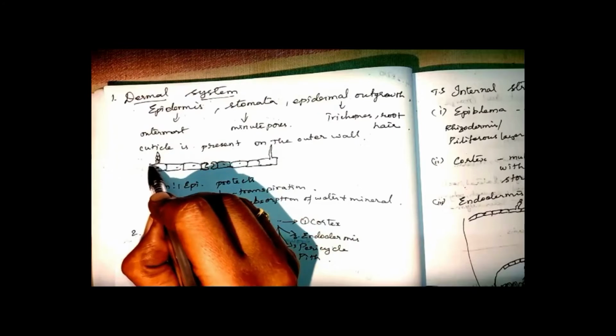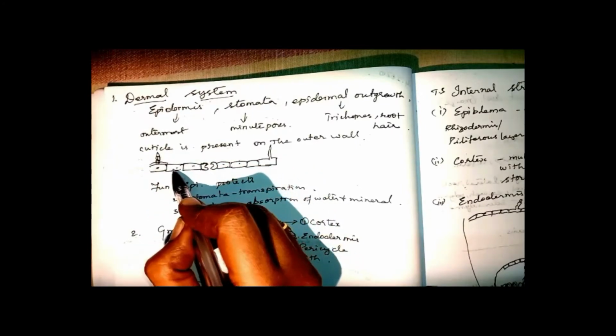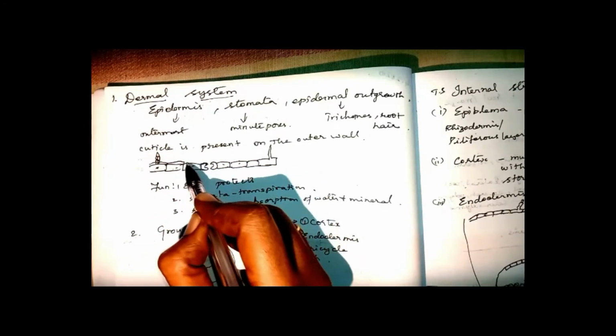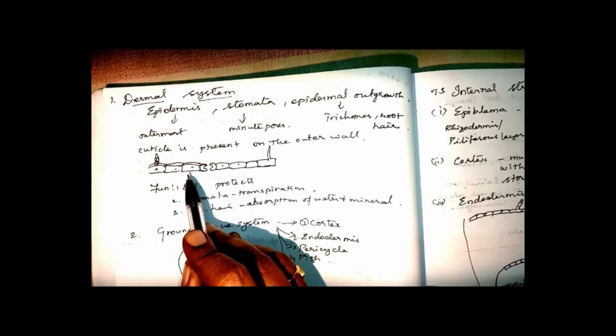So root hairs are helpful in absorbing the water from the soil. Cuticle is present on the outer surface of the epidermis. This is the epidermis and cuticle will be present over the epidermis. This will check the transpiration because of the sun's heat.